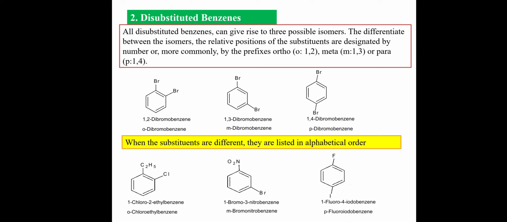Hence, the name of the compound is 1-fluoro-4-iodobenzene. Fluorine and iodine, they are in a 1-4 relationship. Hence, the name of the compound is para-fluoroiodobenzene.